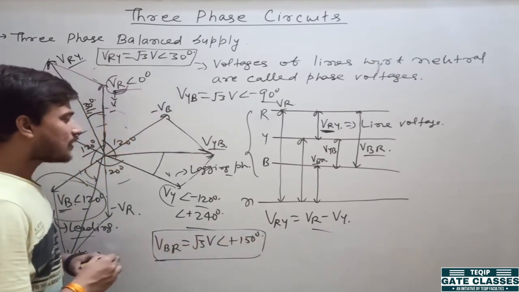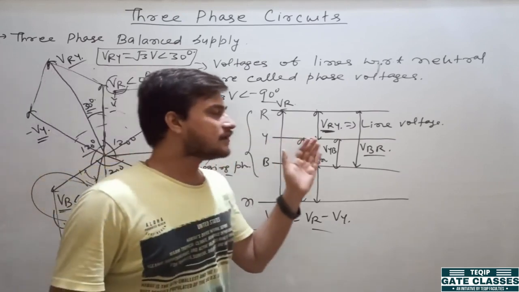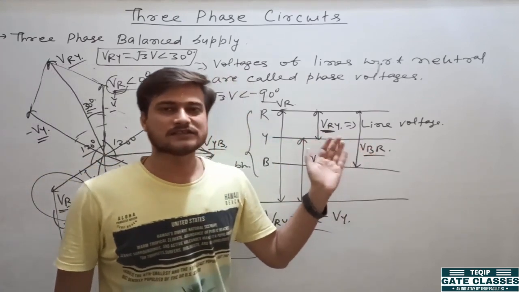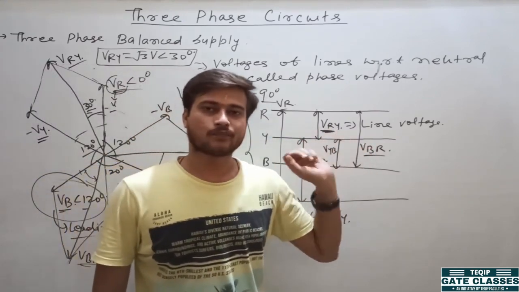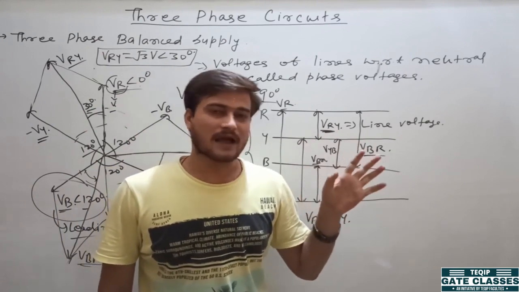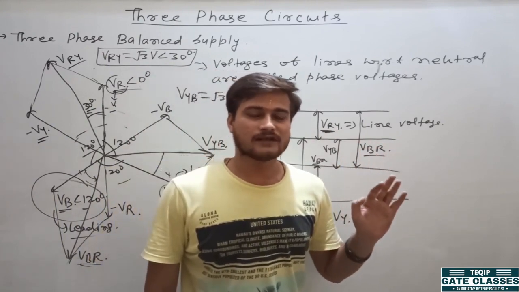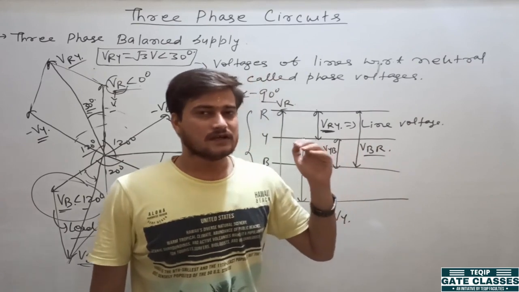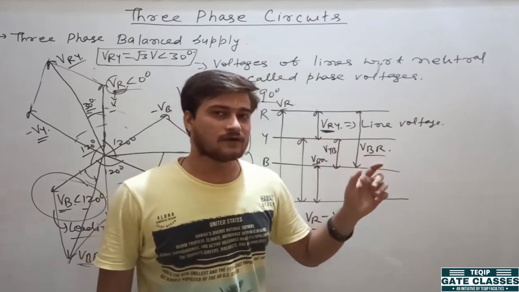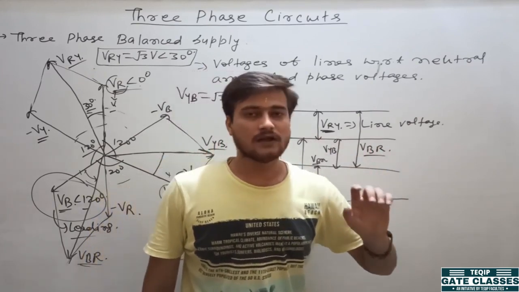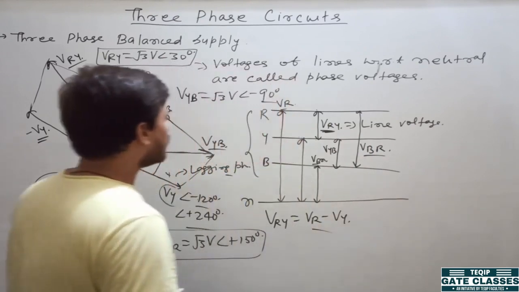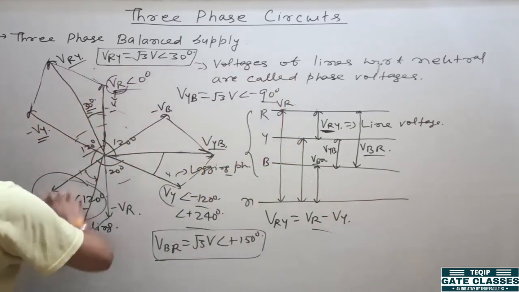So you see that line voltages lead respective phase voltages by 30 degree. Clear? In three-phase balanced system, line voltages lead respective phase voltages by 30 degree. Clear? By 30 degree.